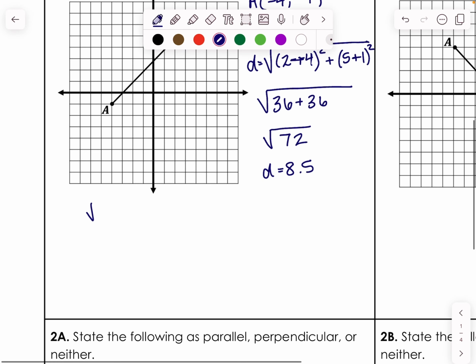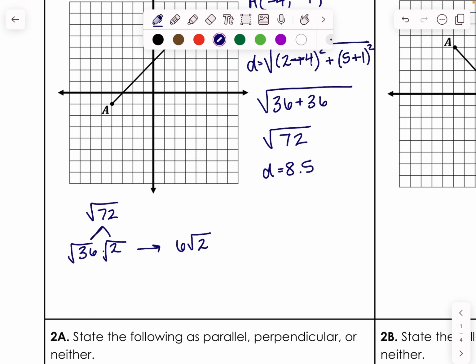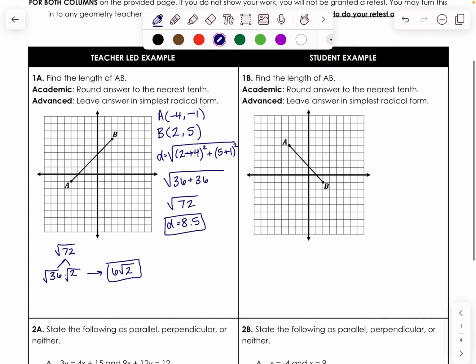For advanced, you would have to simplify the radical. So we need to find the greatest perfect square in 72, and that's going to be 36. So the square root of 36 times the square root of 2 is the square root of 72. So that's going to equal 6 square root 2. Okay, then y'all would do 1B.